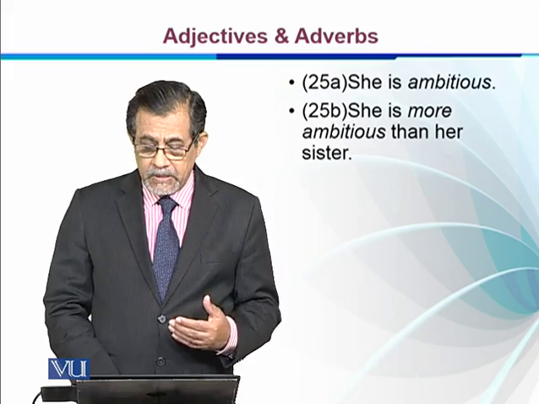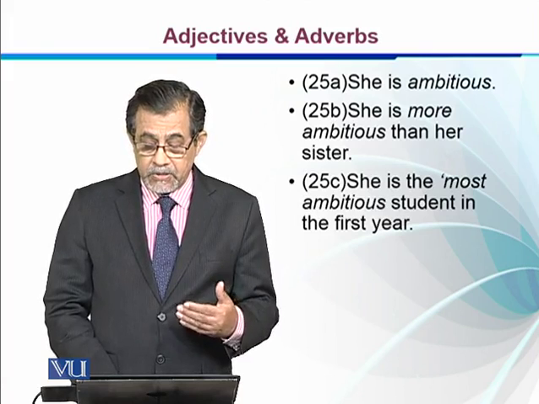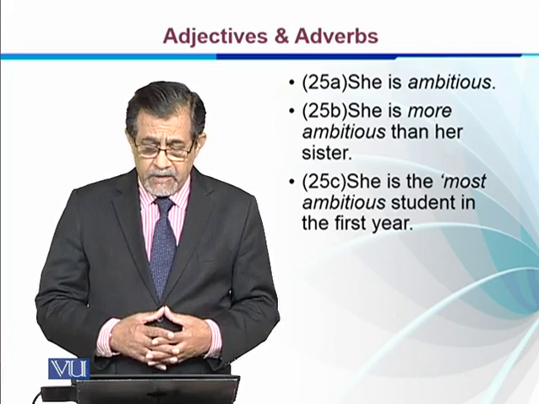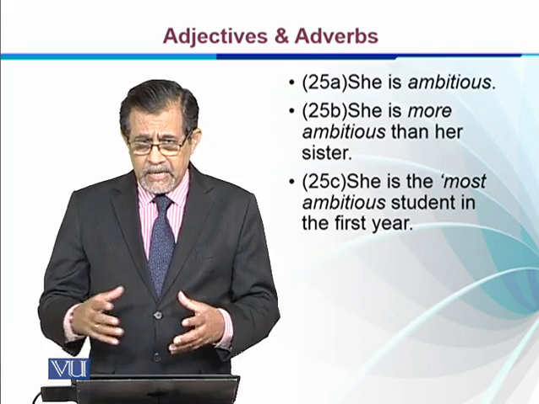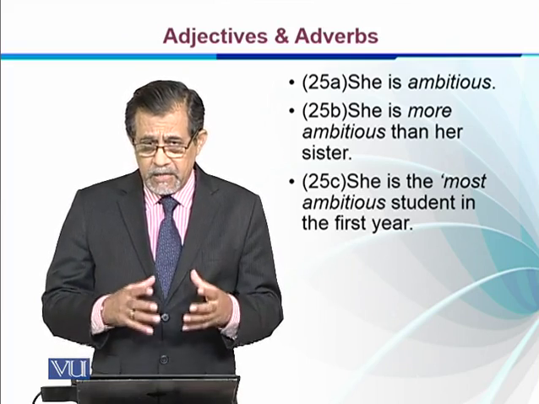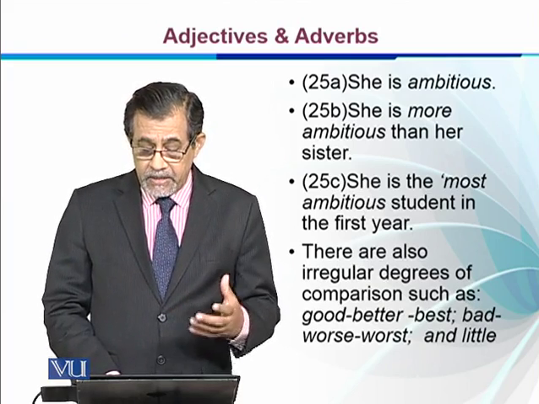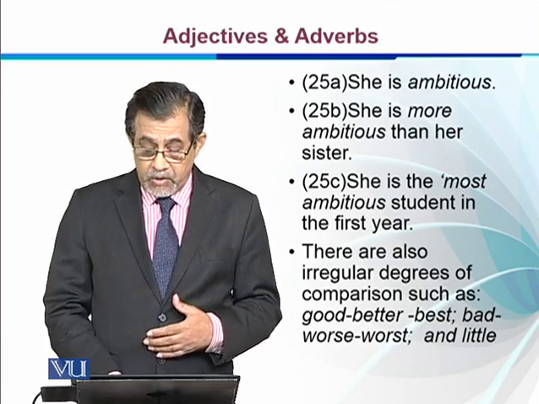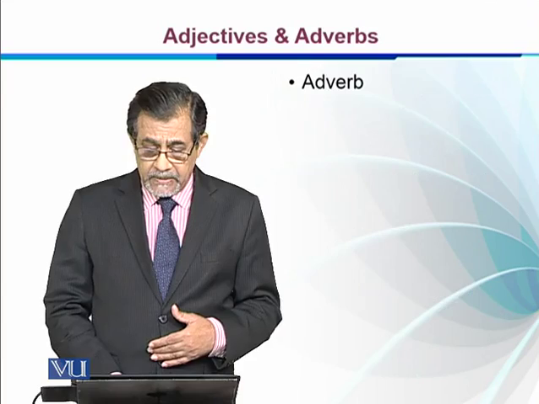She is ambitious. She is more ambitious than her sister, and she is the most ambitious student in the first year. So you can see that with a longer adjective, we use more with the base to make the comparative degree, and most with the base to make the superlative degree. There are also irregular degrees of comparison, like good, better, best; bad, worse, worst; or little, less, and least. So these are irregular degrees.